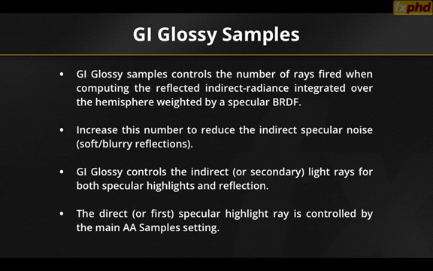Now GI glossy controls the indirect or secondary light bounces for both specular highlights and reflections. The direct or first specular highlight ray is controlled by the main AA samples. So if you had your GI glossy all the way down and had a spotlight in the scene, you are still going to see what looks like a specular highlight. That is really just the direct or first ray coming into the scene. If you want to then get secondary highlights or reflections, that's going to be caused by the extra rays coming in from the glossy control.